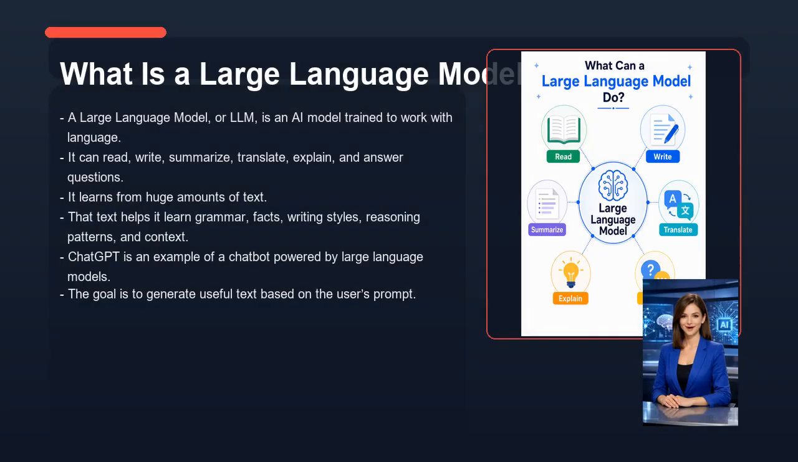Now let's look at what is a large language model. A large language model, or LLM, is an AI model trained to work with language. It can read, write, summarize, translate, explain, and answer questions. It learns from huge amounts of text. That text helps it learn grammar, facts, writing styles, reasoning patterns, and context. ChatGPT is an example of a chatbot powered by large language models. The goal is to generate useful text based on the user's prompt.